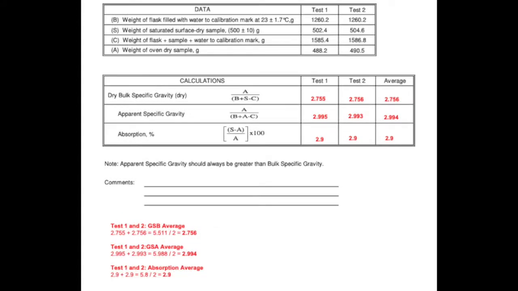We will now average test 1 and 2 on our GSB, test 1 being a 2.755, test 2 2.756. Add those two, divide by 2, and our answer is 2.756. Your GSA 2.995, add that to 2.993, divide by 2, our average is a 2.994. In absorption, 2.9 and 2.9, the average is 2.9.